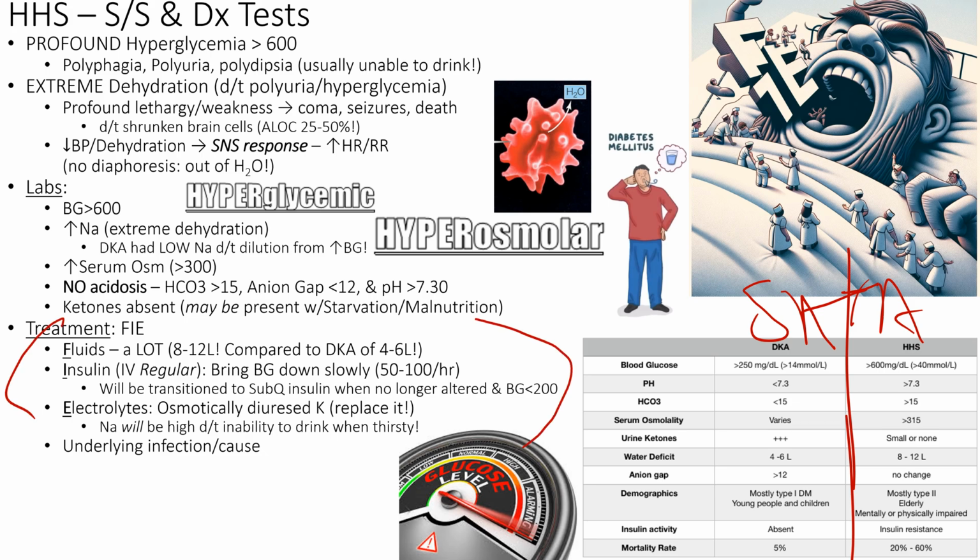And usually you're done with HHS when they're more alert, right? When you have DKA, you're done with DKA when the anion gap is closed, right? When it's come back down to 12.